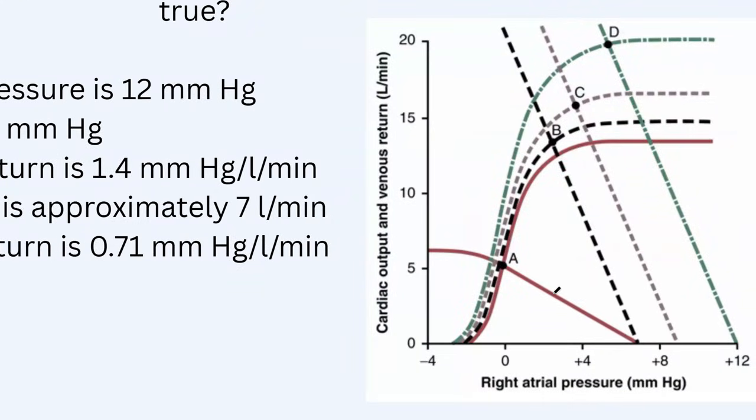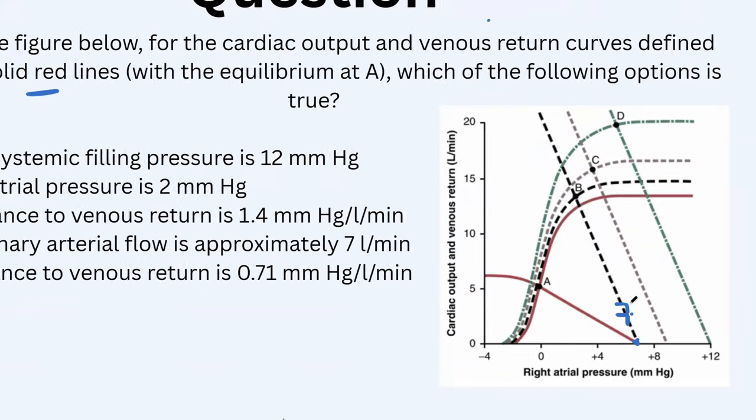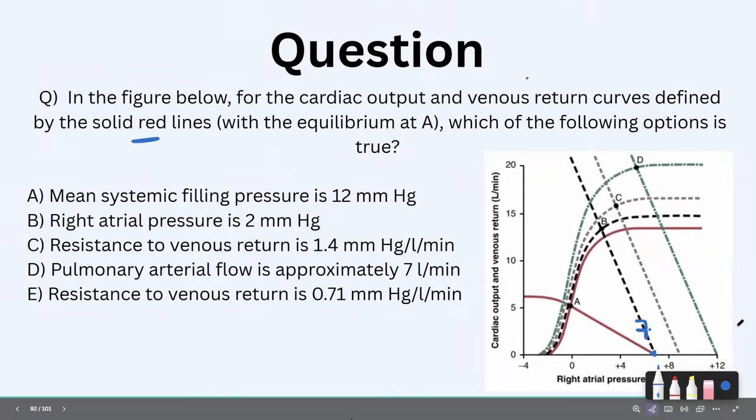No, it's not 12, because if you look over here, the venous curve goes down and it stops here. It stops at 7. So that is wrong. The mean systemic filling pressure is actually 7. It's not 12. So A is wrong.